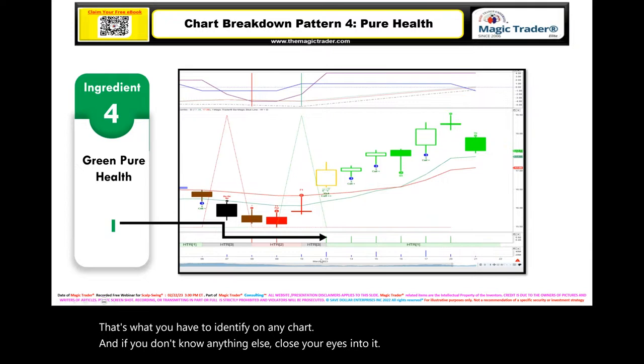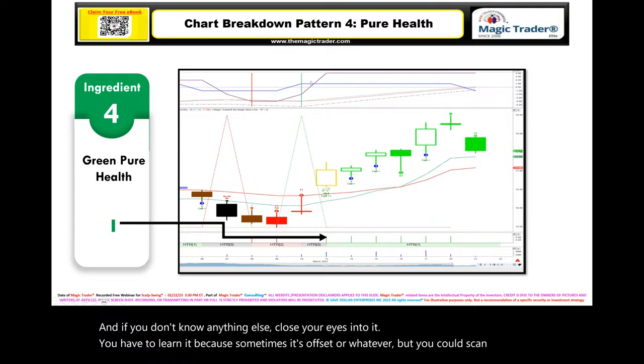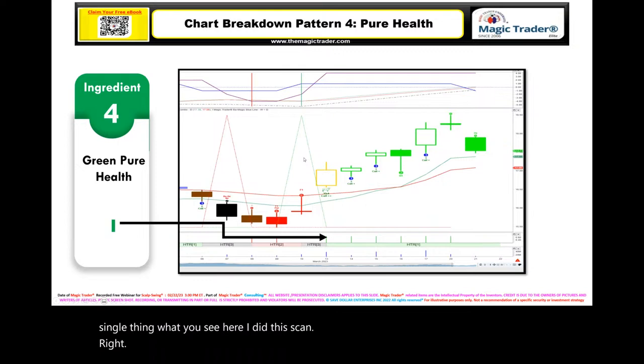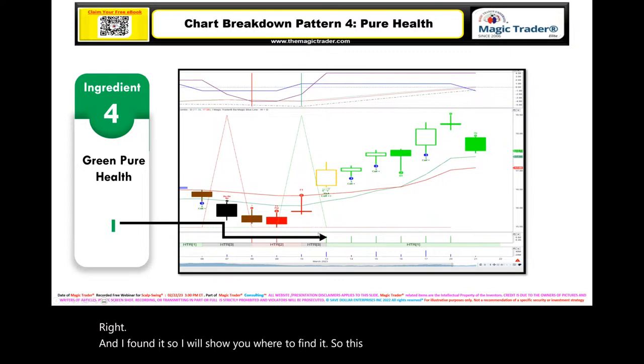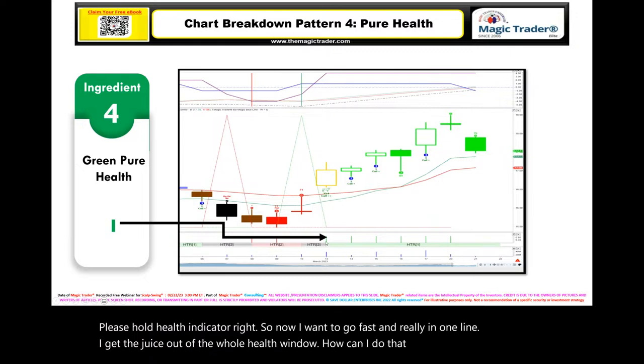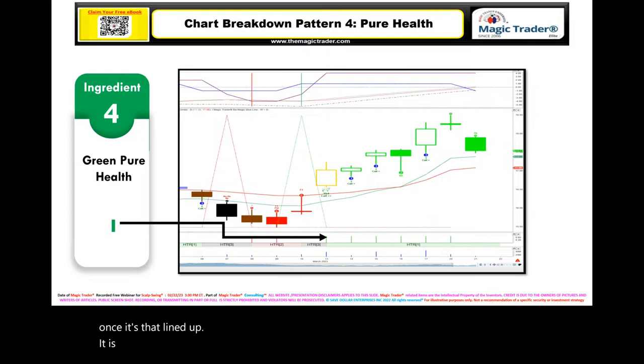You have to learn it because sometimes it's offset or whatever, but you could scan every single thing. What you see here, I did the scan, right? And I found it, so I will show you where to find it. And this is a pure health. So I did this whole health indicator, right? Now I want to go fast and really, in one line, get the juice out of the whole health window. How can I do that? So we added this one. Once it's lined up, it is pretty good. The health, everything looks great.